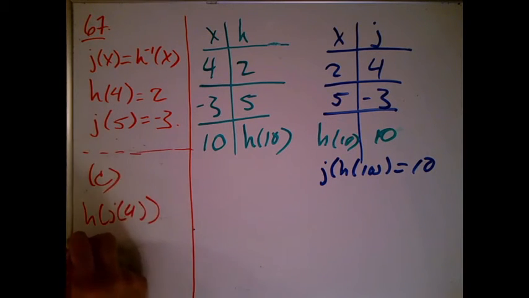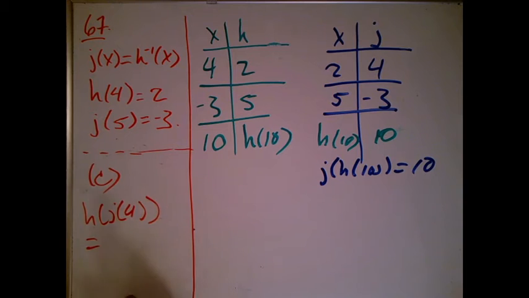Now before we do this, and we'll do it, remember that h and j undo each other, right? So whatever evil thing j does to 4, h is supposed to completely undo it and give me 4. Now let's check. Start from the inside, work your way out. J of 4.